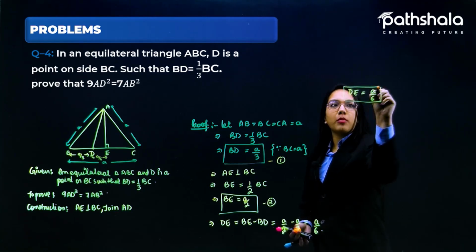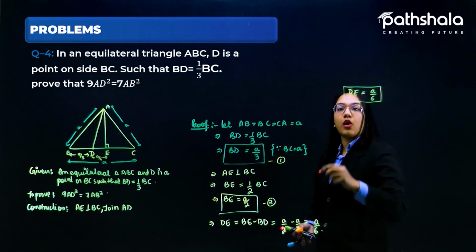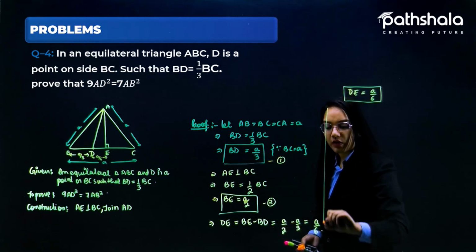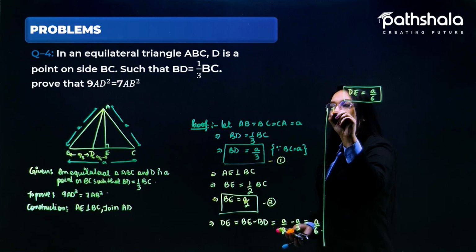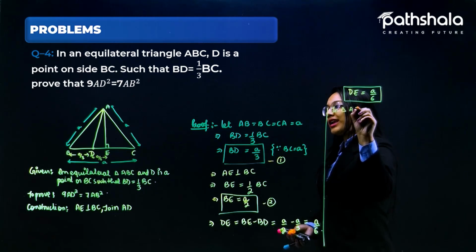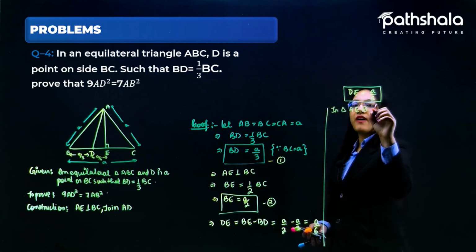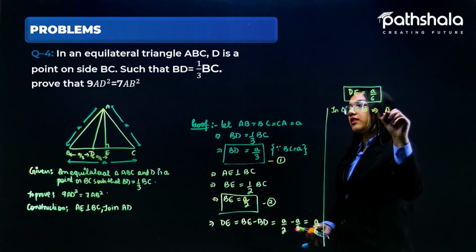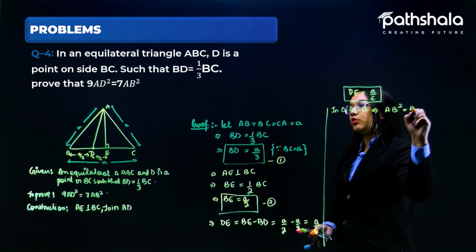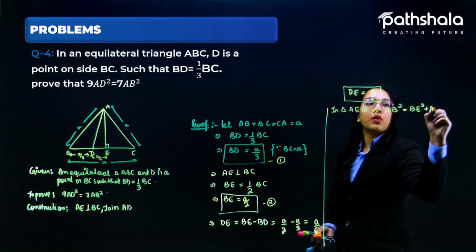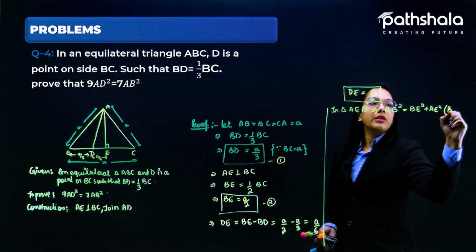So let's just talk about the AE side now. As you can see, in the triangle AEB, we know that AB square is equal to BE square plus AE square by the Pythagoras theorem.